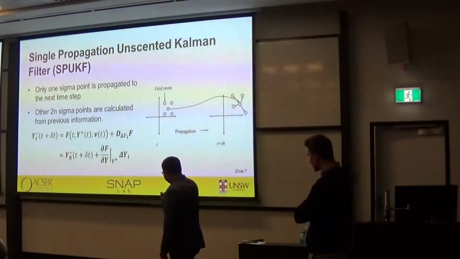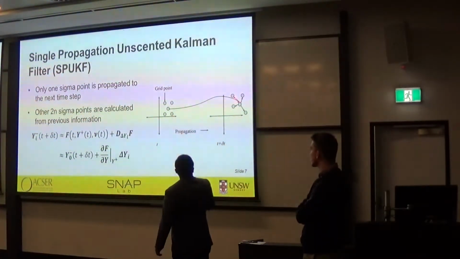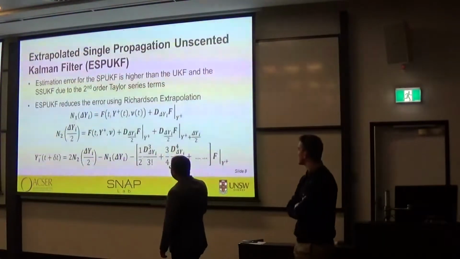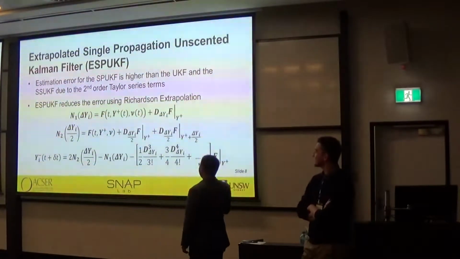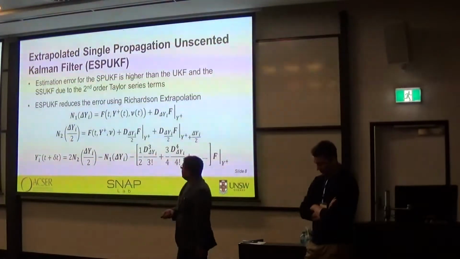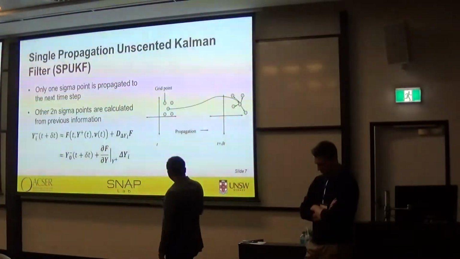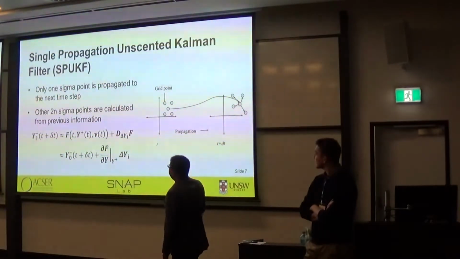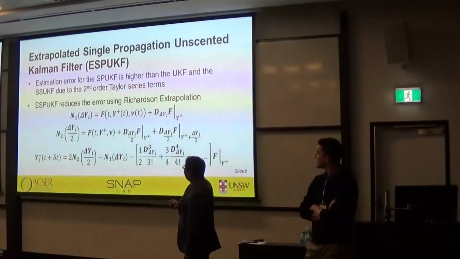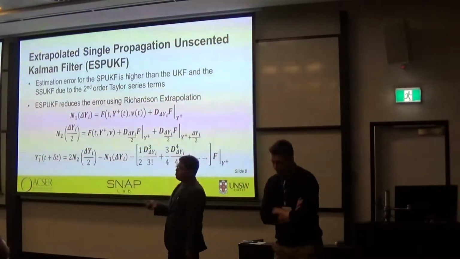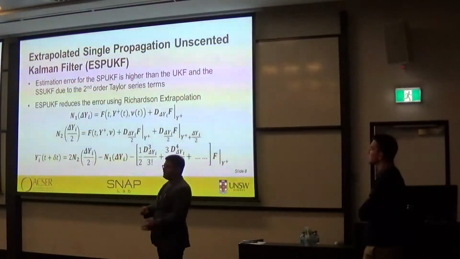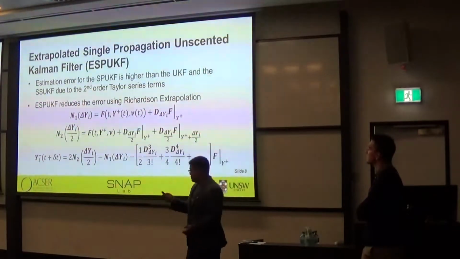But the problem is that in SPUKF, this recreation is done using a first order approximation. So to improve that much further, there is another method we have developed called extrapolated single propagation unscented Kalman filter. There we recreate these elements using second order Taylor series approximations. So we call this method the extrapolated single propagation technique, ESPT. This ESPT is not only applicable for Kalman filters, it could be applied in other optimization methods too.